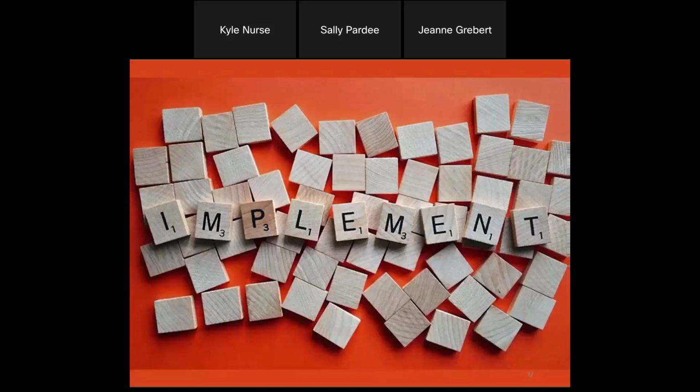And now we're at implementation. So far, we have covered steps 1 through 4. We've covered describing the problem, identifying the root causes, brainstorming possible solutions, and selecting the best options. Now we're ready for step 5, implementing, or putting the plan into effect.